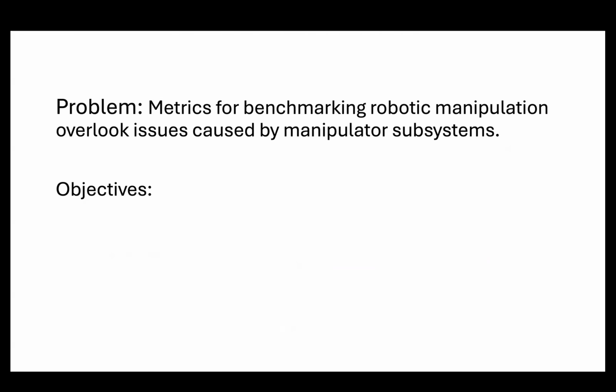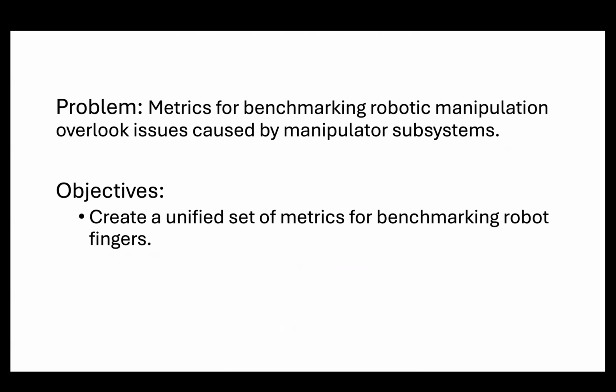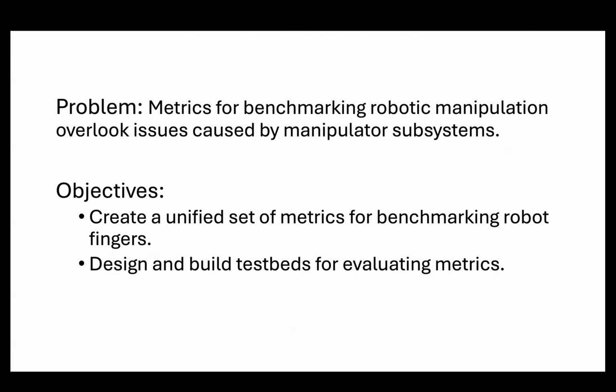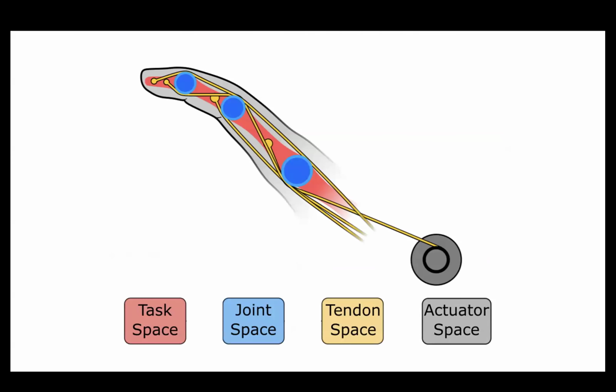So in this project, we have two objectives. Our first objective is to create a unified set of metrics for benchmarking robot fingers. Our second objective is to design and build test beds for evaluating these metrics. Starting with our first objective, we wanted to take a model-based approach to evaluating these robot fingers. This is a very basic model. We have bones, joints, and tendons in our finger, and then we have actuators which provide energy to the system. That energy is mapped from the actuators through our motor radii, through our tendon routing mappings, and then through our manipulator Jacobian to our task space, which is what we actually want to control with this finger.